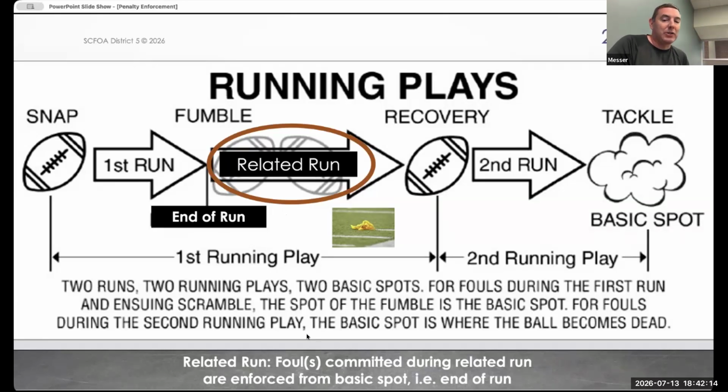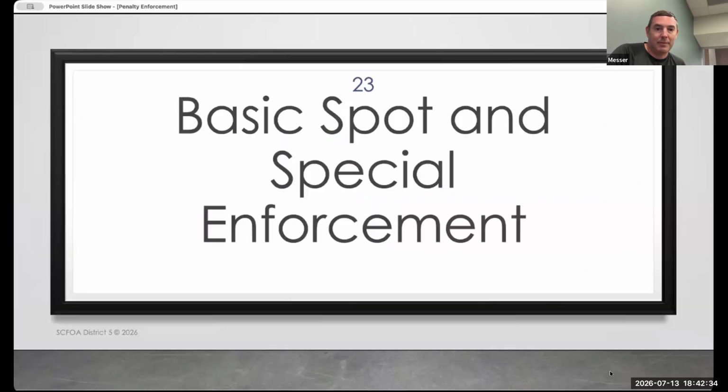So, related run. Fouls committed during the related run are enforced from where? The end of the run corresponding to that, right? So, not the end of this run, but the end of that run, the first run. Basic spot and special enforcement.